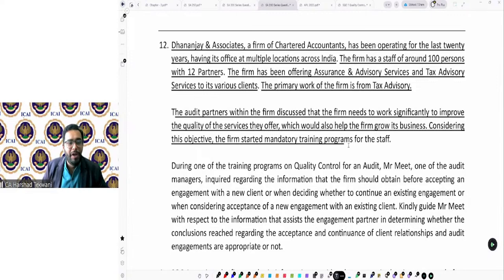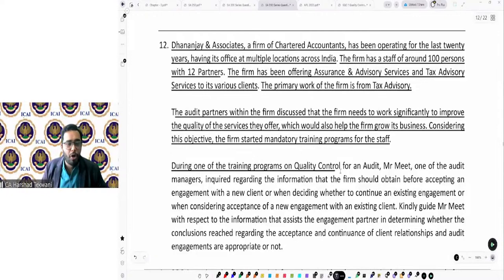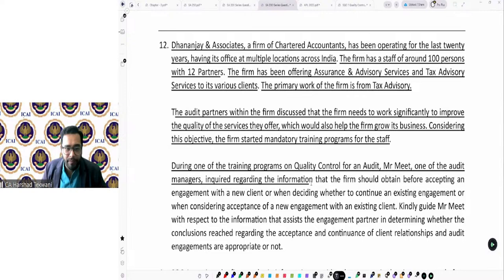During one such training program on quality control for audit, Mr. Meath, one of the audit managers, inquired regarding the information that the firm should obtain before accepting an engagement with a new client, or when deciding whether to continue with an existing engagement, or when considering acceptance of a new engagement with an existing client.